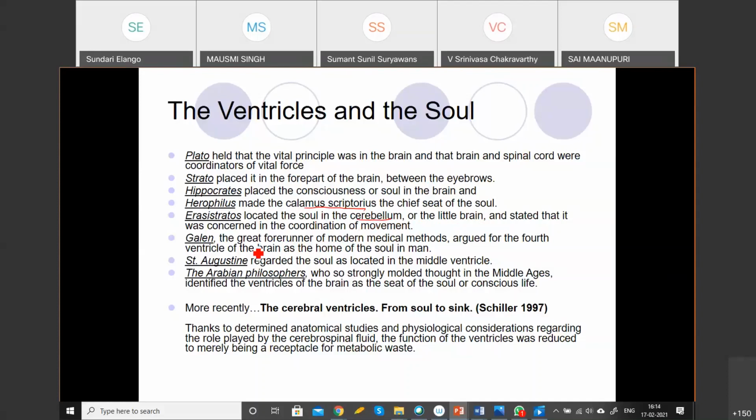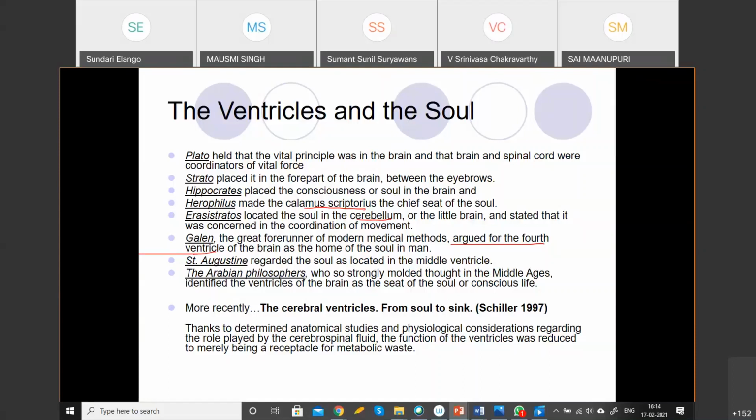Then Galen, a famous Greek physician, thought that the fourth ventricle specifically is the seat of the soul. I don't know why. How can it be so specific? And Saint Augustine thought the soul is in the middle ventricle, that is the third ventricle. So there is a whole tradition of people believing that the ventricles are the seat of the soul. At least from that point of view, we need to take a fresh look at it. I mean, what the hell is going on? Why are people so obsessed with ventricles? Because from a modern point of view, it doesn't make any sense at all.